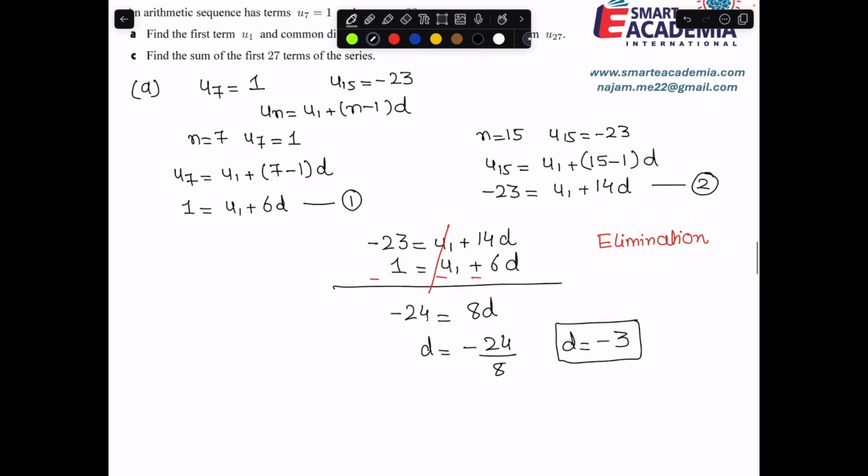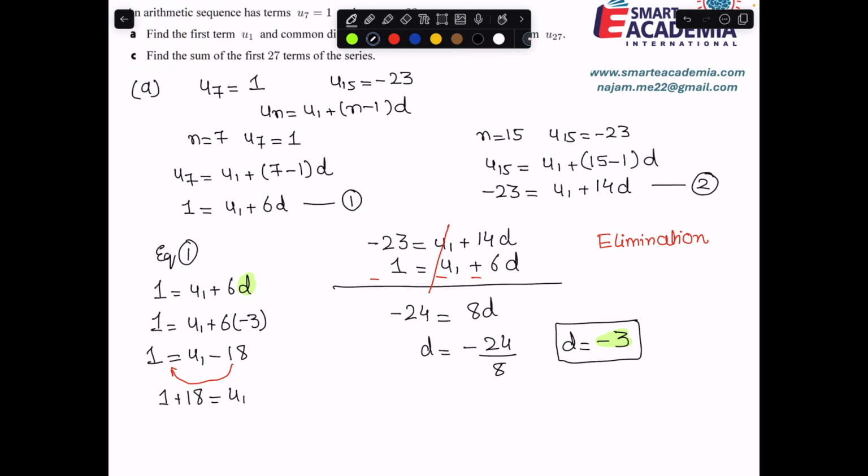Now to find u1, I can substitute d in any of the equations. Let's say I'm using equation number 1. So 1 equals u1 plus 6d. And my d, I know, is negative 3. All I need to do is substitute this value of d here. So what's going to happen is 6 times negative 3. So this is going to be u1 minus 18, which is 1. And simply, you're going to take negative 18 to this side. So 1 plus 18 equals u1. And your u1 turns out to be 19 in this case. So the first part has been solved. This was a much trickier question, but not that it's difficult.